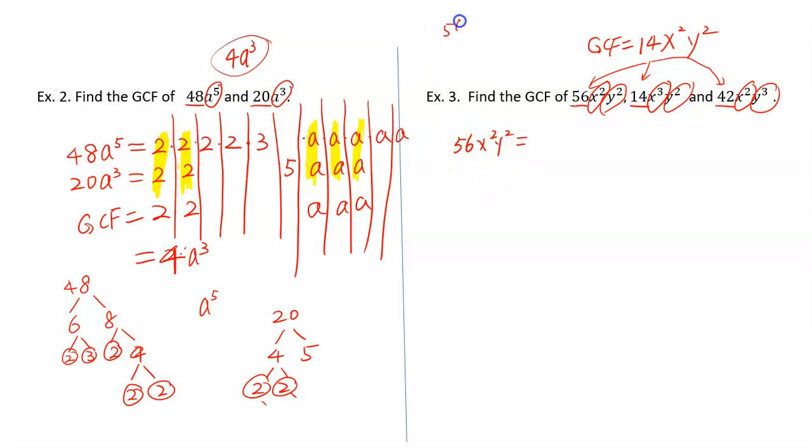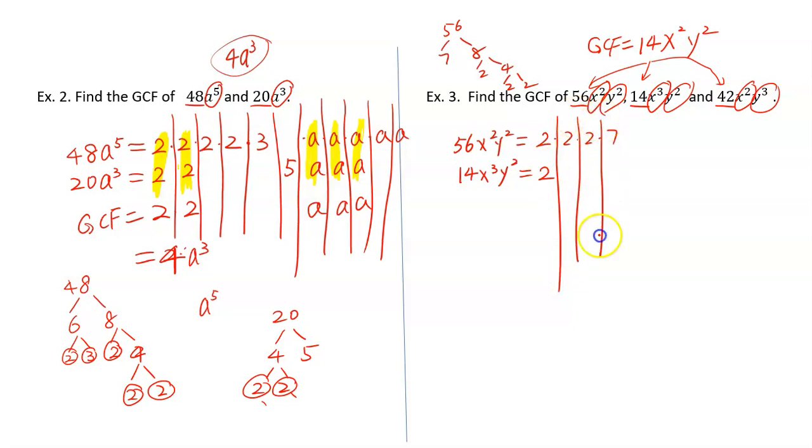So 56, when you break them down, it's 7 times 8, and 8 is 2 times 4, and 4 is 2 times 2. So you're going to have 2, 2, 2, 7. And for the variables, I probably should do the numbers first and then do the variables so I can have all the numbers together. So 14 will be 2 times 7. So I'm going to write down 2, line up with the 2, and this line up 7. And 42 is going to be, breakdown of 42, it's 6 times 7, and the 6 is 2 times 3.